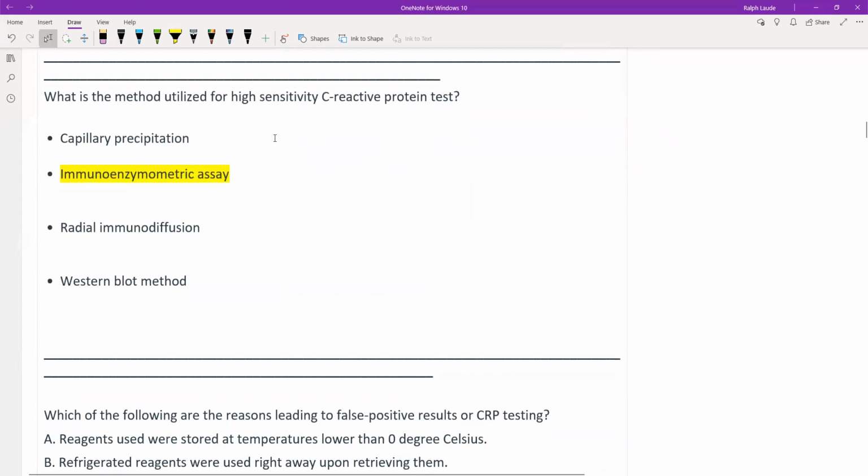So what is the method utilized for high sensitivity C-reactive protein test? Of course, that is immunoenzymometric assay. The rest are actually semi-quantitative testing. Only capillary precipitation and radial immunodiffusion for qualitative and semi-quantitative determination of CRP levels. Western blot is the confirmatory testing for HIV.